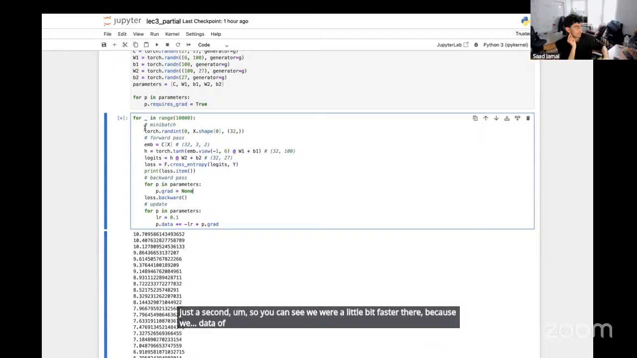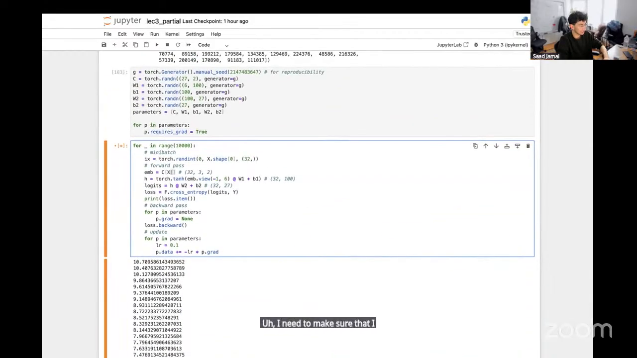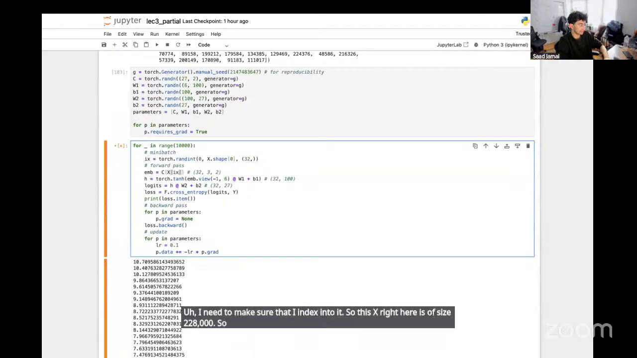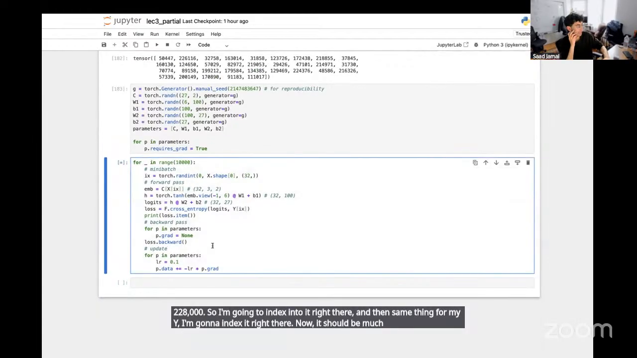Wait, actually, guys, I'm so stupid. This is still equally as slow. I did not do anything with this index. I need to make sure that I index into it. So this X right here is of size 228,000. So I'm going to index into it right there. And then same thing for my Y, I'm going to index it right there. Now it should be much faster.